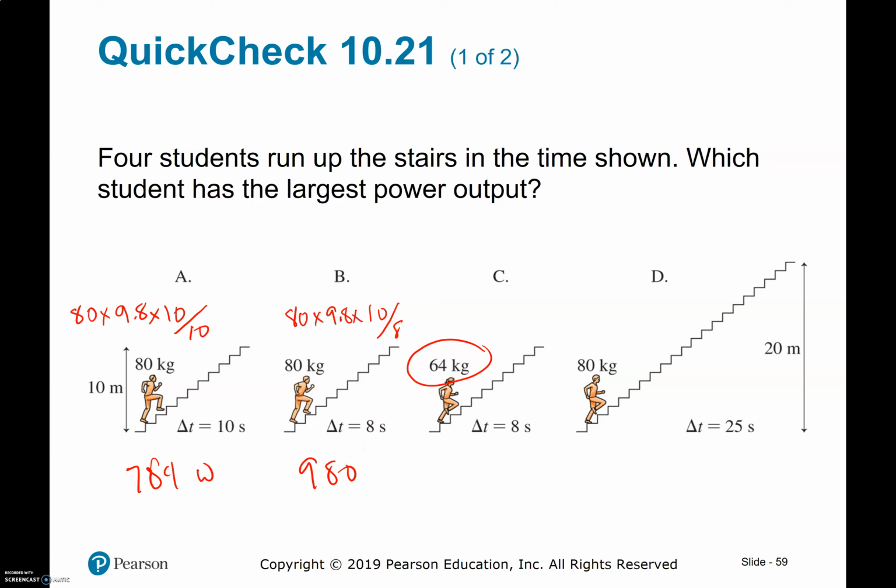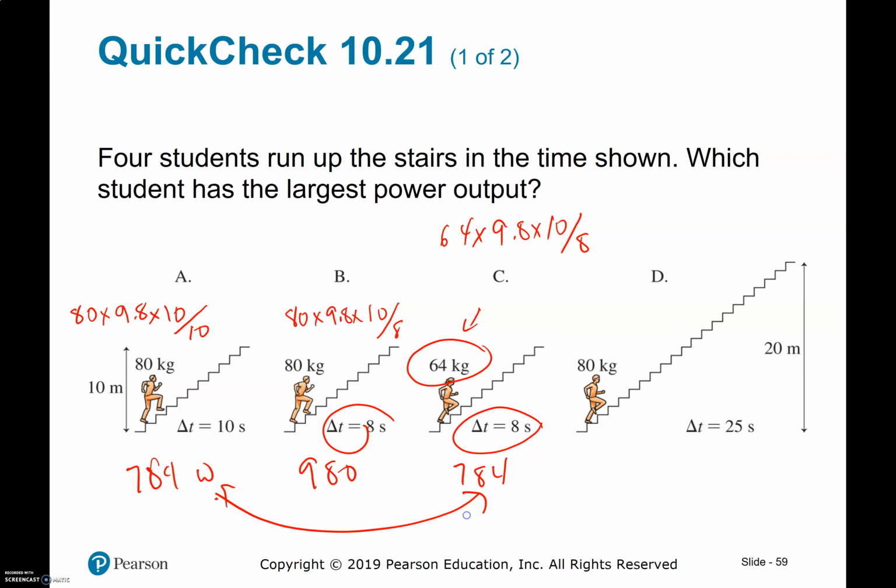So let's look at C. C is going up in 8 seconds, same as B, but C is lighter. So let's do that: 64 kg times 9.8 times 10 meters up divided by 8. That gives me 784. So these two have the same power output, because even though C is going faster, C is lighter, so it needs less energy to go up the stairs.